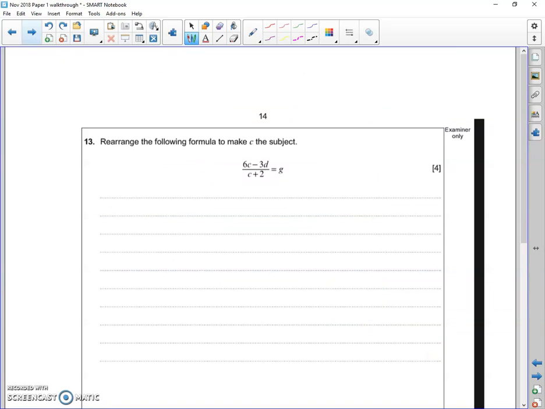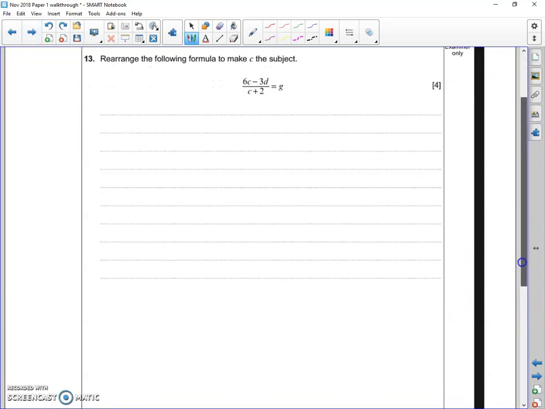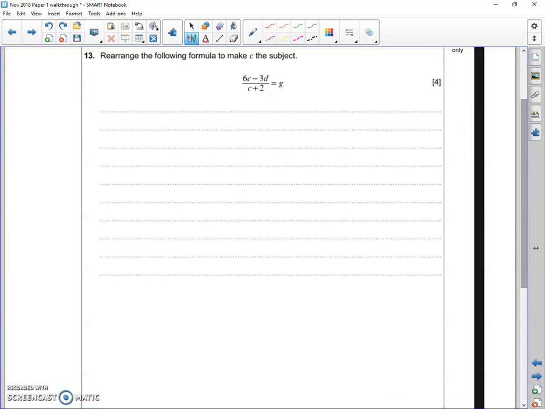Right, question 13, making C the subject. We've already changed the subject earlier on in the paper. The only difference is that this time the subject C appears twice. And at the minute it's in the numerator and the denominator of a fraction. So we can't have that. Remember, your subject can't be negative. It also can't be tied up in a fraction, especially not the denominator.